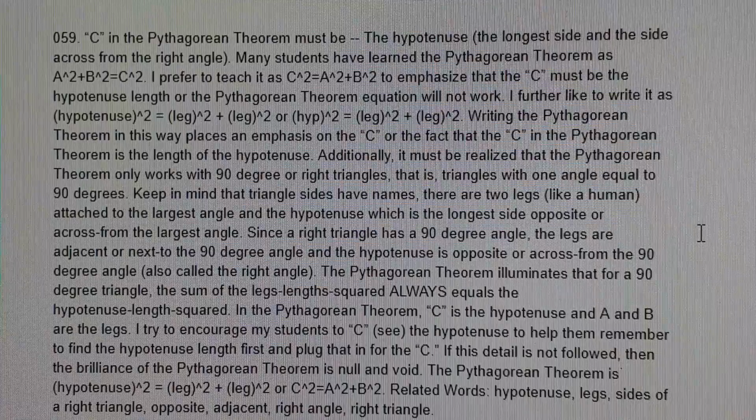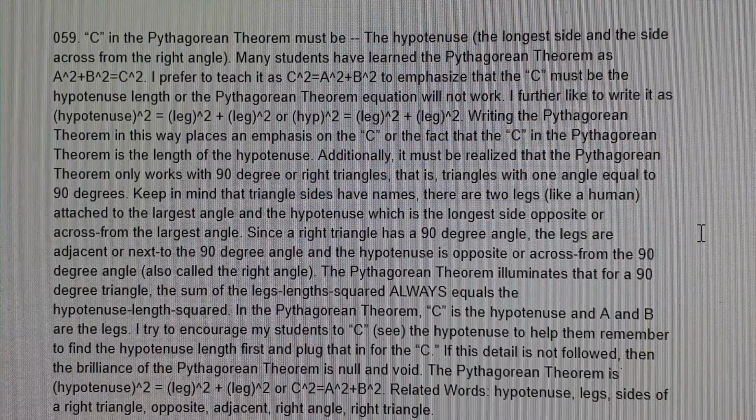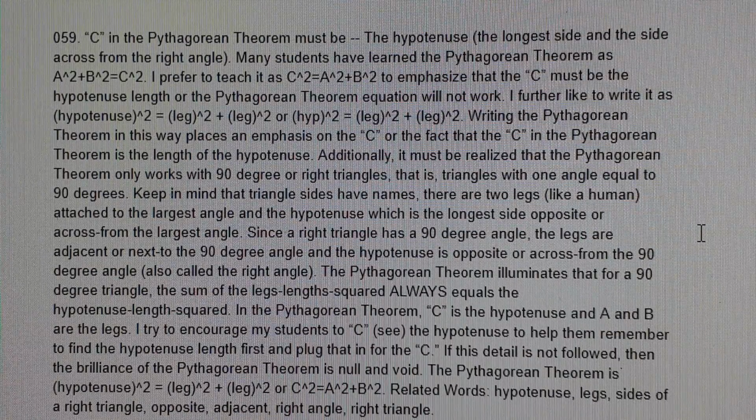Additionally, it must be realized that the Pythagorean theorem only works with 90-degree or right triangles. That is, triangles with one angle equal to 90 degrees. Keep in mind that triangle sides have names. There are two legs (like a human) attached to the largest angle, and the hypotenuse, which is the longest side, opposite or across from the largest angle.